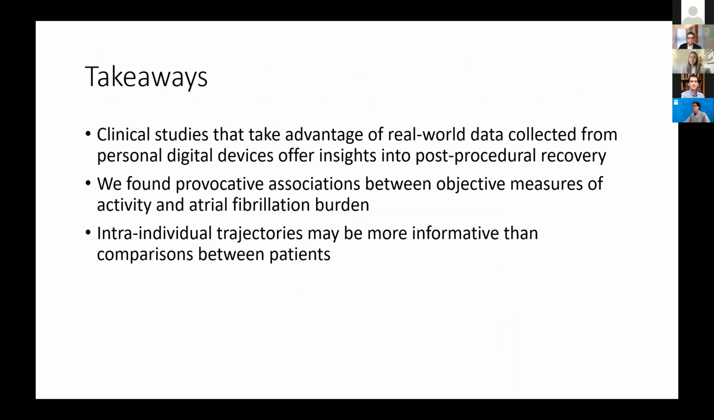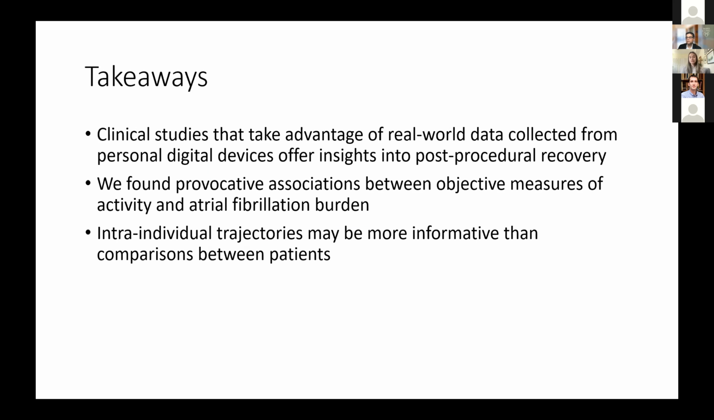So our findings show that real-world data collected from personal digital devices can offer insights into post-procedural recovery. In particular, we found associations between objective measures of activity and atrial fibrillation burden. Additionally, longitudinal intra-individual trajectories may tell us more than broad comparisons between patients.